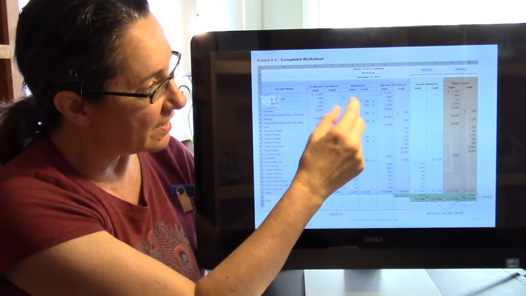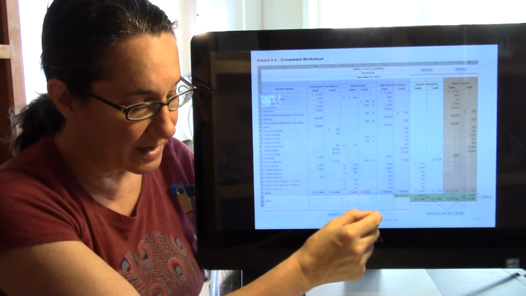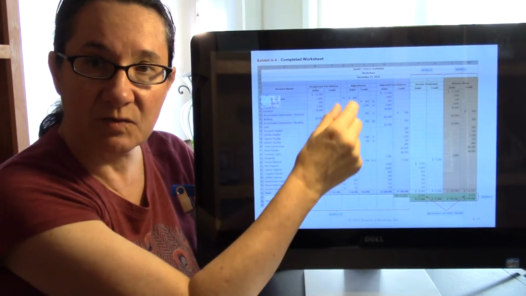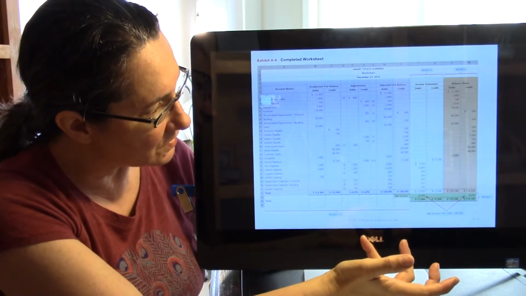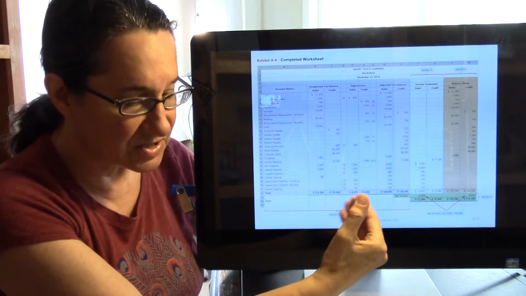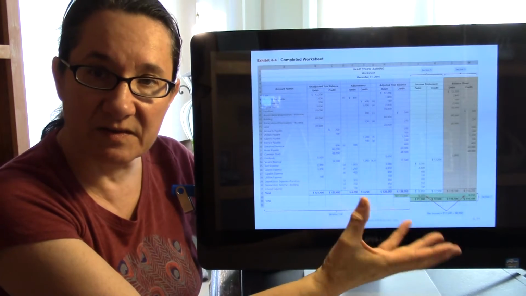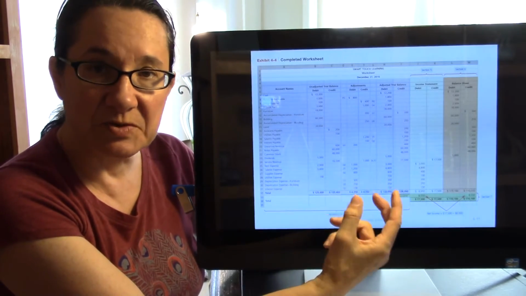Then we sat and we thought about what adjustments needed to be made. So we made the adjusting entries, and we've put them in this worksheet right here. All right, so now we know, okay, we've done some adjusting entries, we got some revenues, some expenses, we need to take some depreciation.